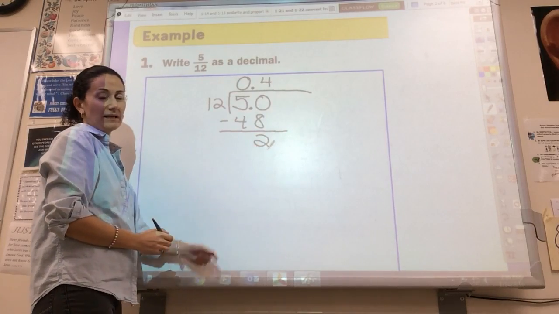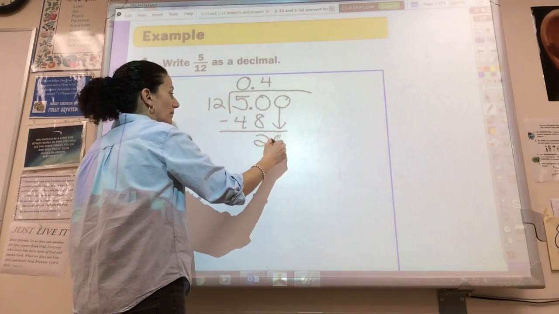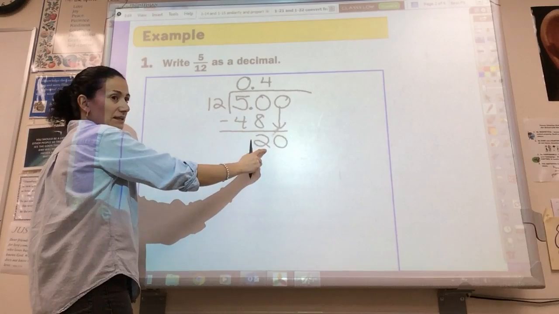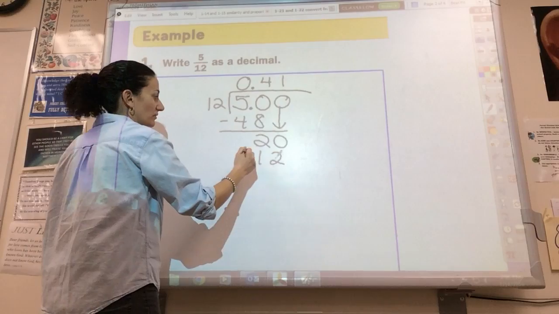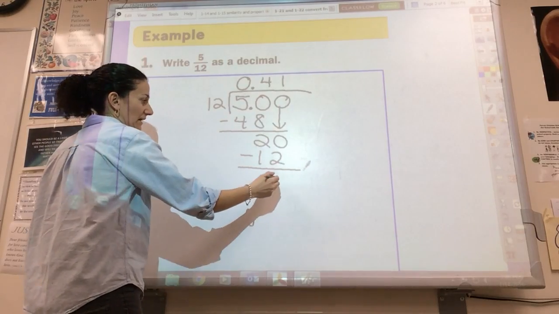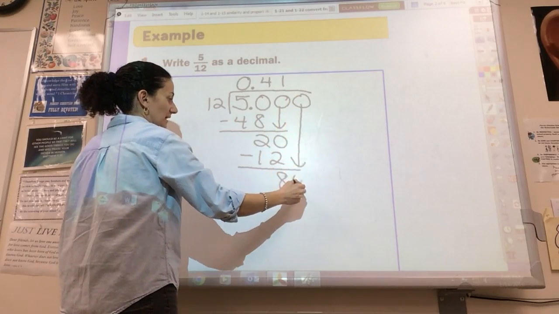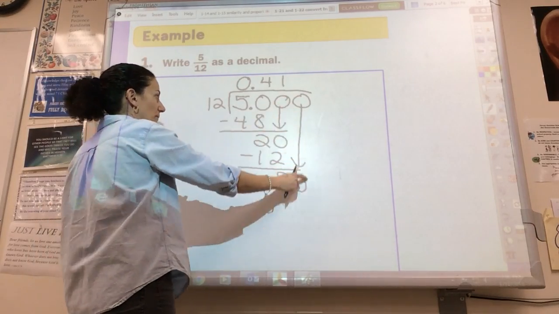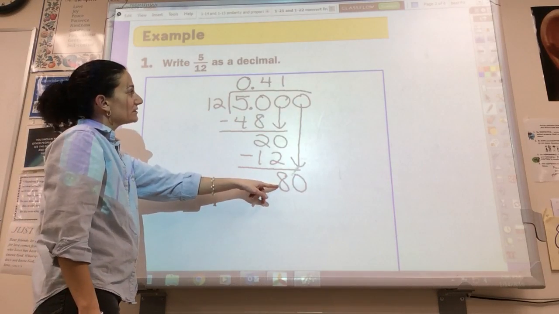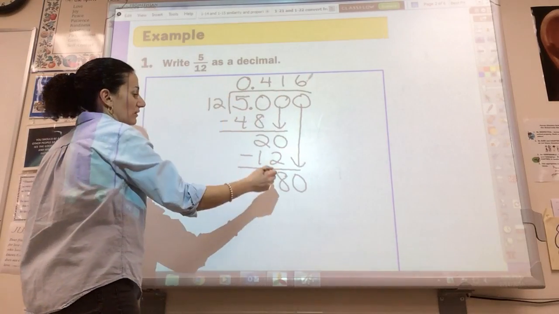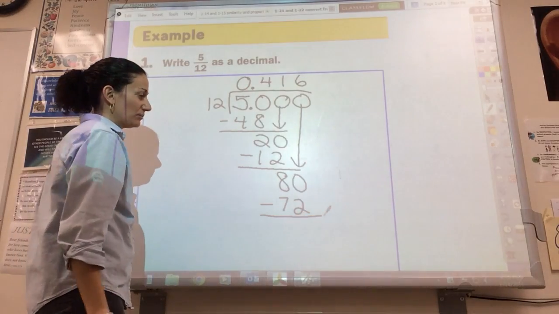And as long as I keep getting a remainder, I'm going to keep adding zeros and dividing. I'm going to drop another 0 and divide 12 into 20. 12 goes into 20 one time, because 1 times 12 is 12. And that gives me a remainder of 8. Now I'm going to drop another 0. Anytime I keep getting a remainder, I'm going to drop a 0 and keep dividing. 12 goes into 80 6 times, because 6 times 12 is 72. And again, I'm going to get a remainder.